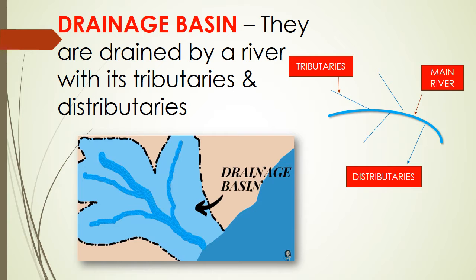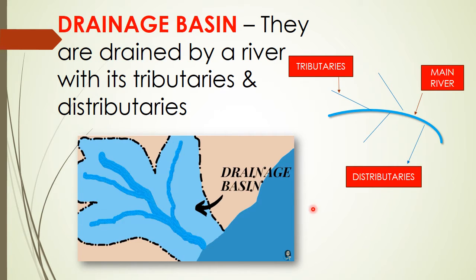So children, let us understand what is a drainage basin. Here you can see I've drawn a thick blue line, which is the main river, and here tributaries, these are small rivers which join the main river. That means they're bringing water and depositing it into the main river. They're called tributaries. And distributaries, that means the main river is giving out water. So they are called distributaries, and this normally happens when the river is coming to an end and flowing into the sea. It distributes the water.